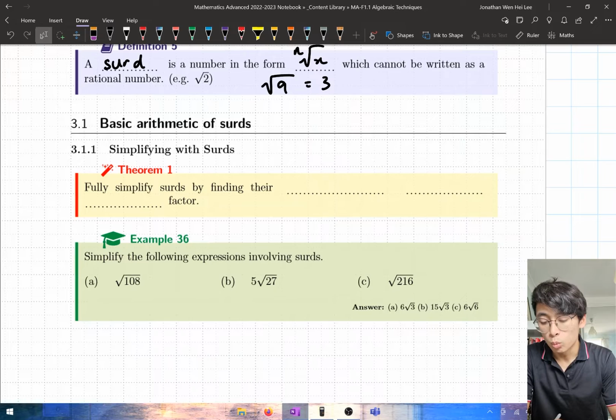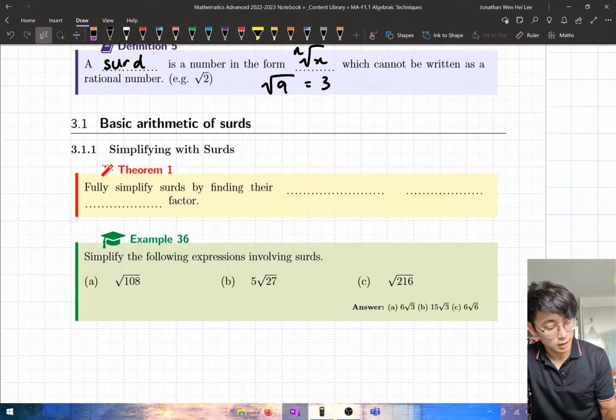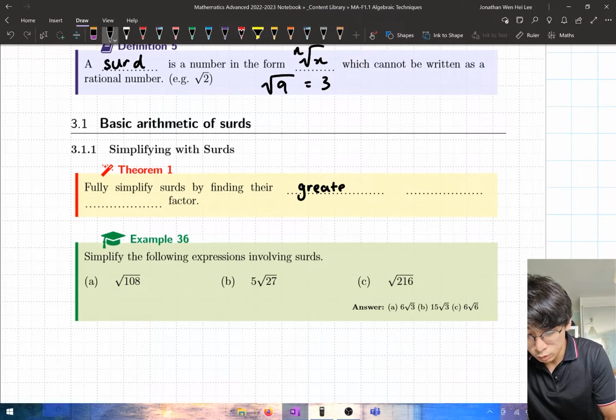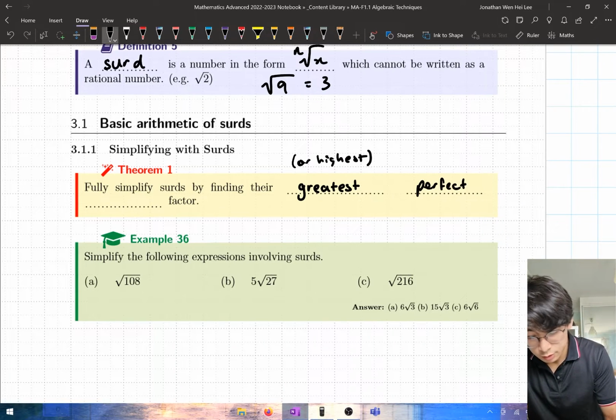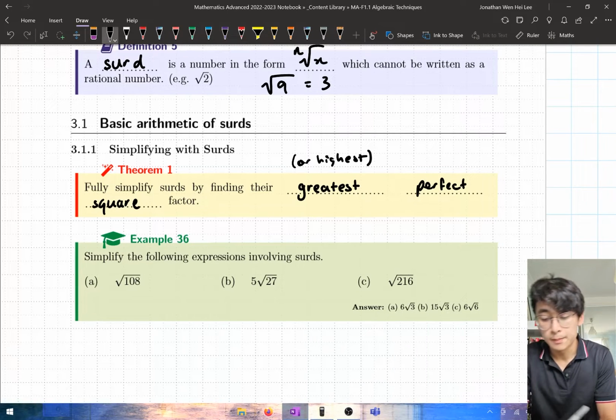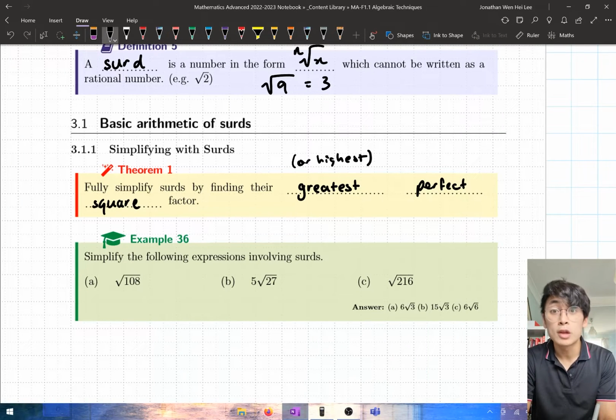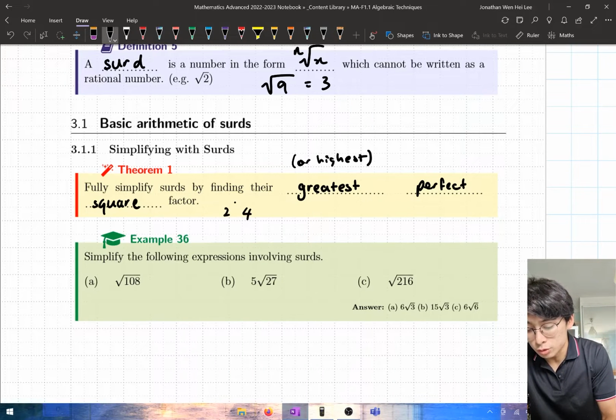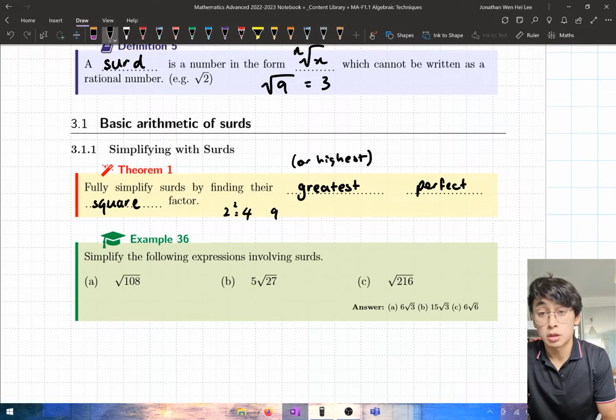When we have a surd, we want to fully simplify surds by finding their greatest, or highest, I'm going to make a note here, or highest perfect square factor. So when we have a surd, what we want to do is look at numbers which can divide that particular number in our surd and are perfect squares. So we want to find numbers like 4, which is 2 squared, 9, which is 3 squared, 16, 25, 36, 49, 64, and so on.